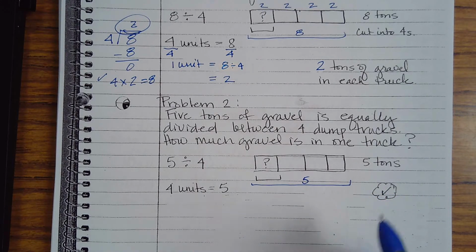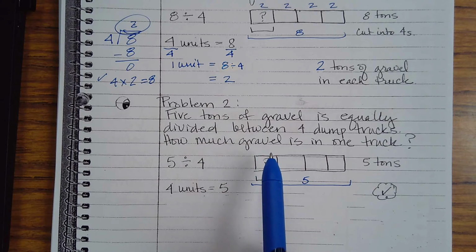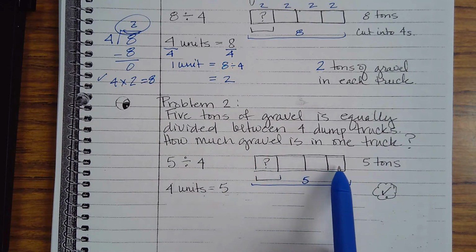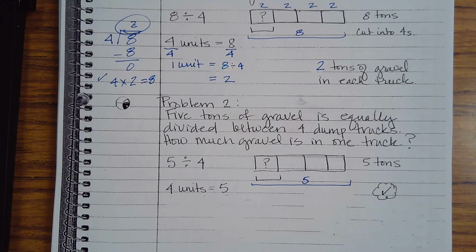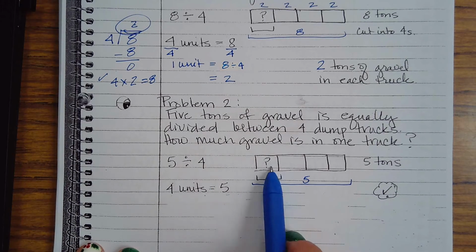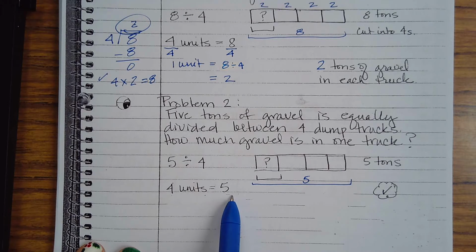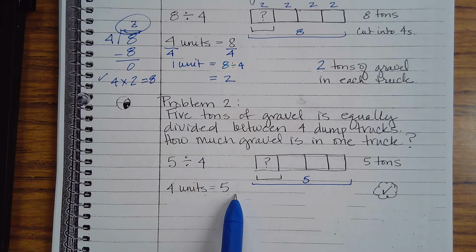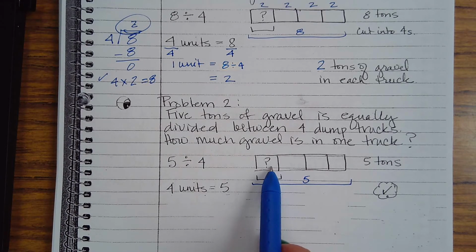That's equal to 5 tons altogether, or 5 ton, if you will. Then we're going to still partition it into 4s because there are still 4 dump trucks. So how do we solve from here? What do we know? We know that these 4 units are equal to 5 tons. So 4 units is equal to 5. And we want to find what 1 unit is equal to.